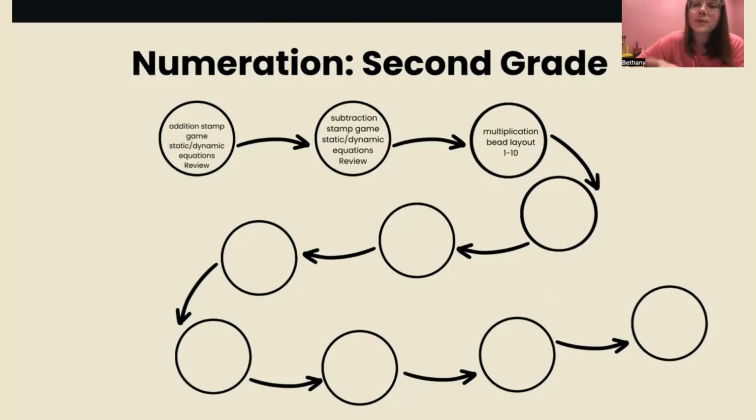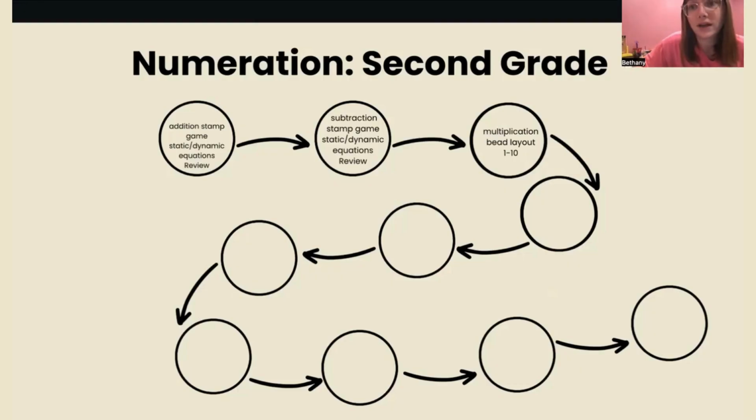Then this is what I was talking about with the multiplication, because the second graders are ready for multiplication. It's literally on the map: bead layout times 1, bead layout times 2, bead layout times 3, bead layout times 4, and they're literally laying out 1 2 bead, 2 2 beads, 3 2 beads, 4 2 beads, 5 2 beads, 6 2 beads, and so on and so forth.